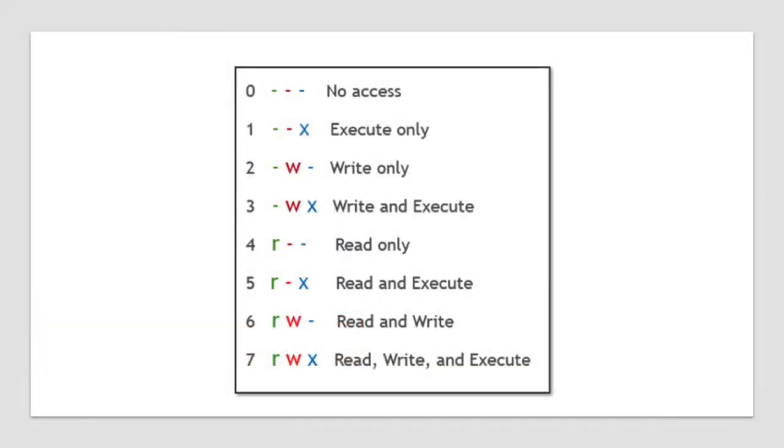These are the permissions for files. They look the same for directories, but with a slightly different meaning. Read means that you can see the contents, write means you can add or delete things, and execute means you can go into the directory.